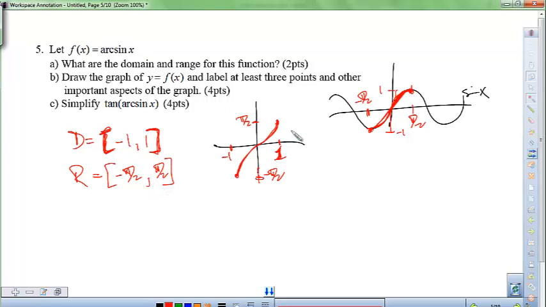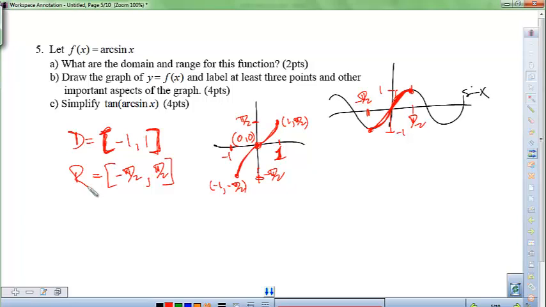And then this is the graph. Draw at least 3 important points. We've got this important point (0, 0). We've got this important point (1, pi over 2). And another important point (-1, negative pi over 2). Okay.